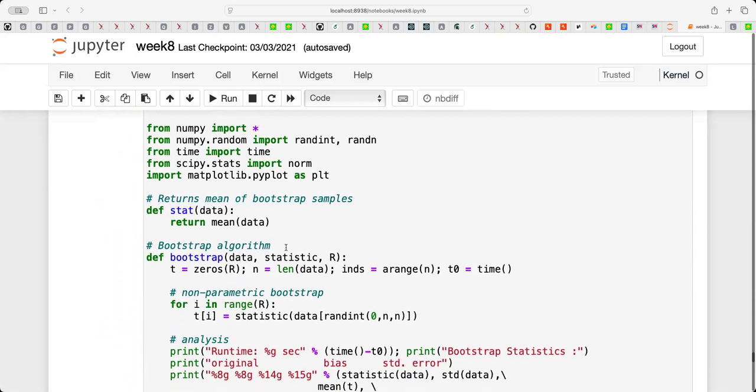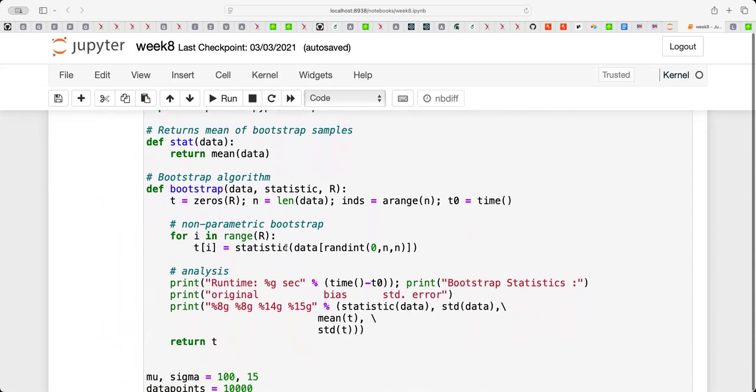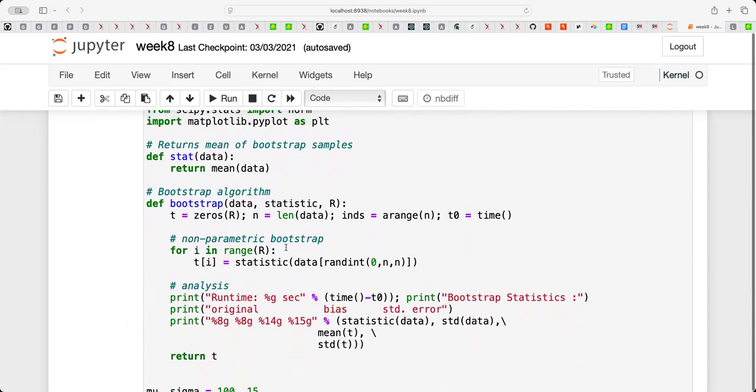So in this specific code, I'm implementing the bootstrap method. And the way you do the reshuffling, there is a nice function in Python for the random library, where you do random int, and this is your data set, and then you just do it n times. So this reshuffles your data and does it with replacement. So this is the way I'm doing it.